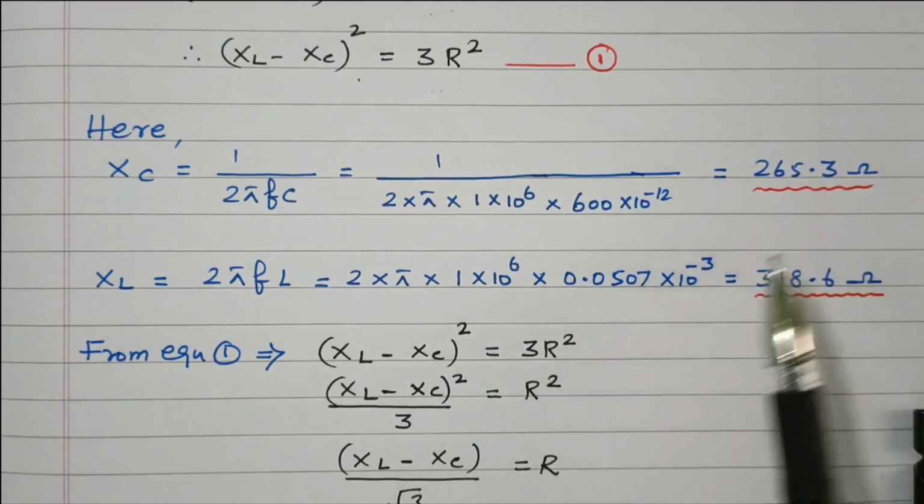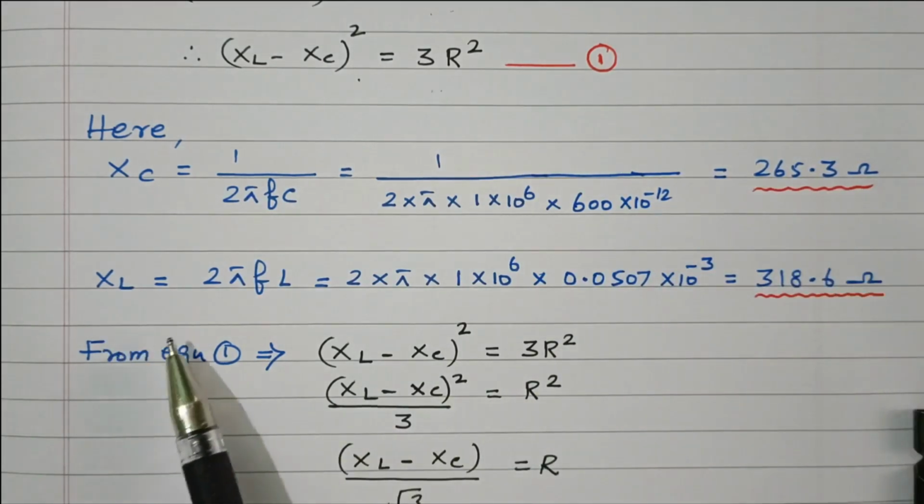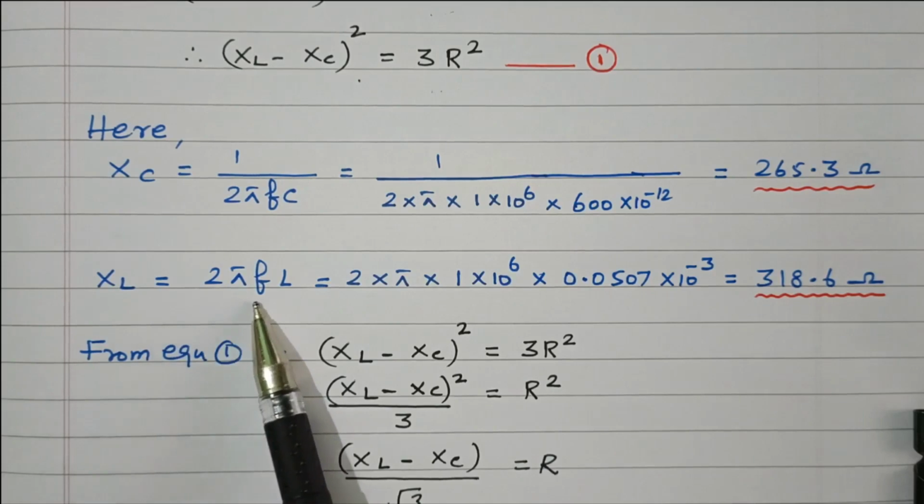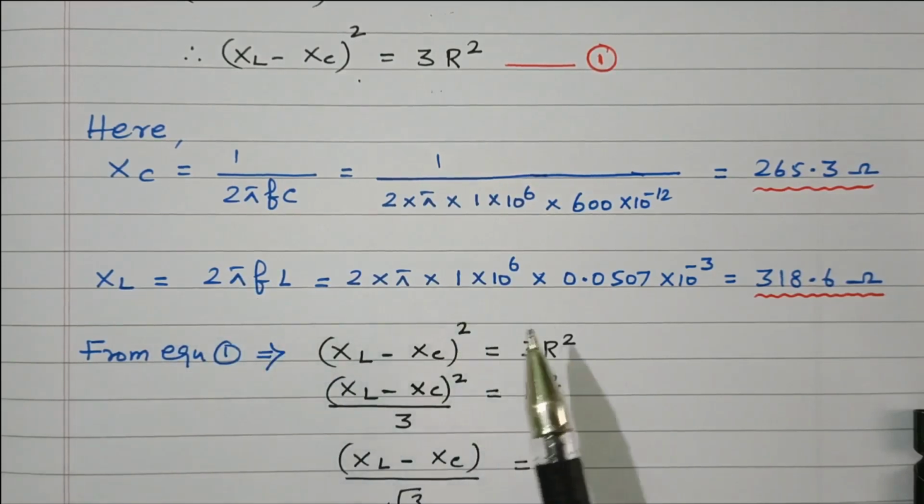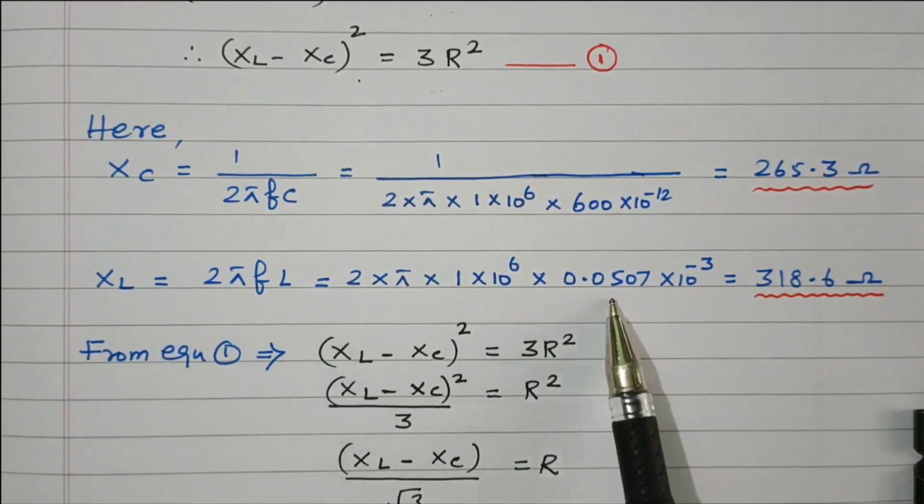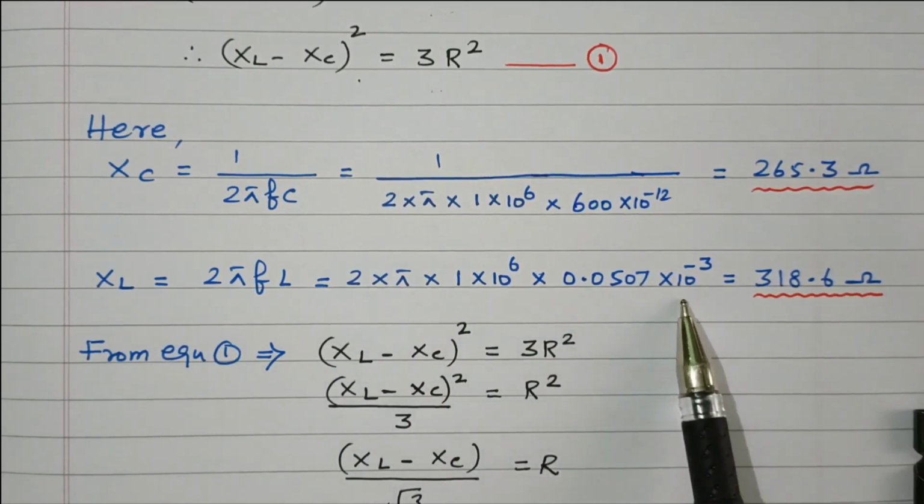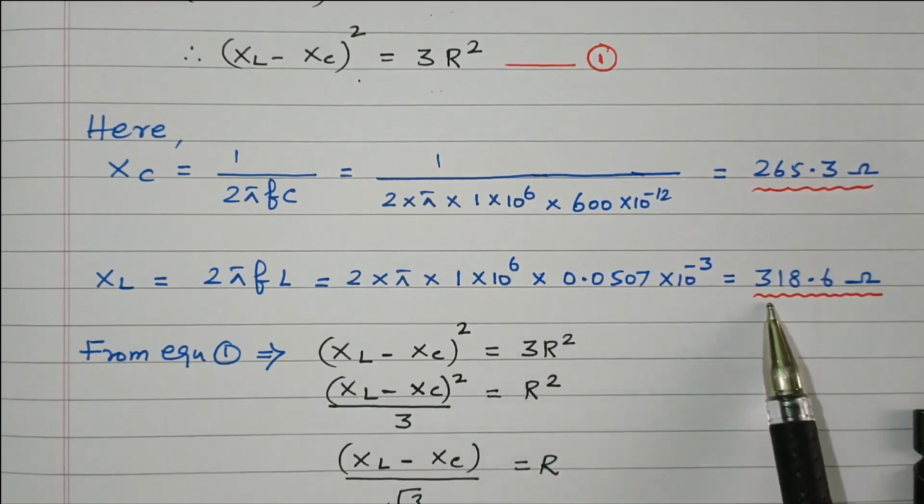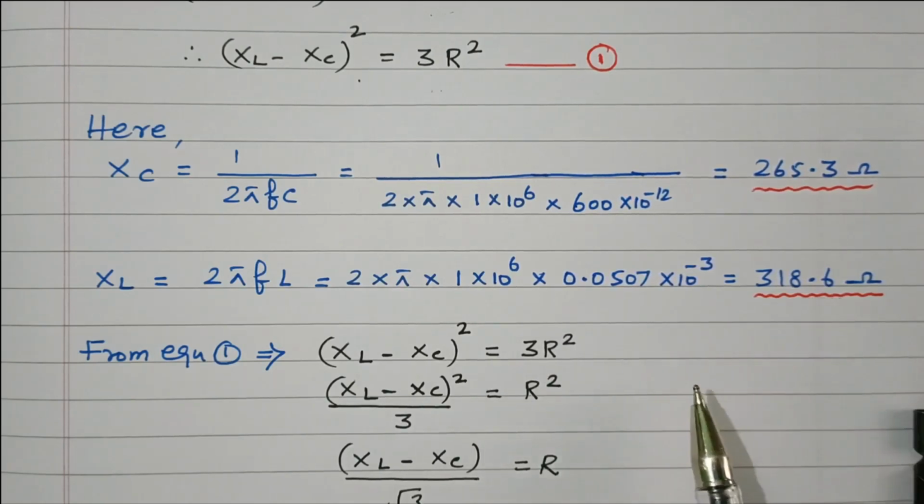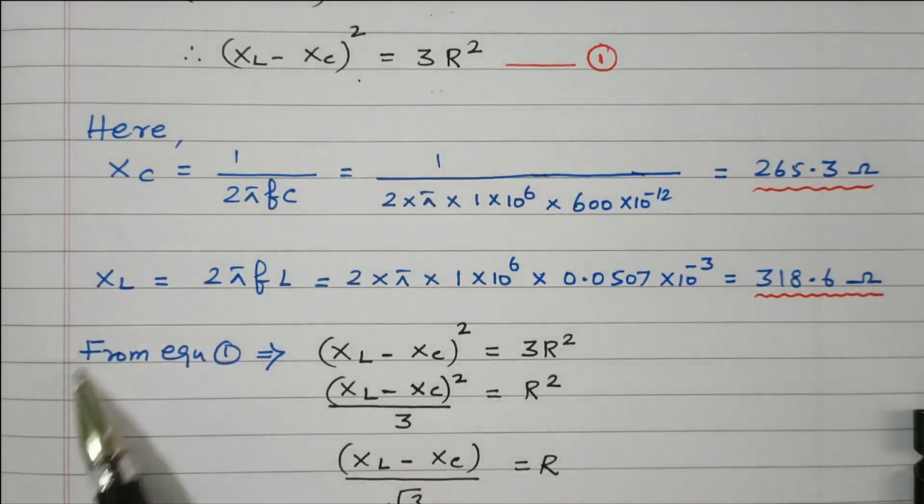265.3 ohm as the XC value. Similarly, XL equal to 2 pi F into L. So 2 into pi into F, which is 1 into 10 to the power 6, into the L value, 0.0507 into 10 to the power minus 3, which we already calculated. By simplifying, we got 318.6 ohm. So now we have calculated XL and XC.